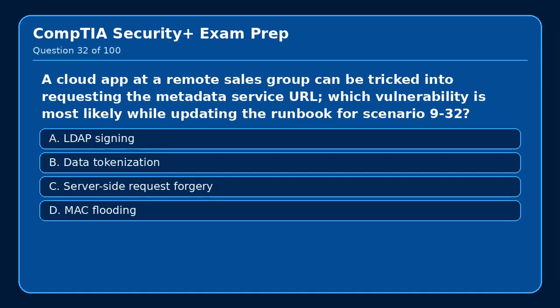Question 33. Which control best reduces path traversal in a data analytics unit's file download feature for the next maintenance window for scenario 9 to 33? A. Place database backups in the web root. B. Disable TLS on the site. C. Use shared local administrator accounts. D. Normalize and validate file paths against an allowed directory.